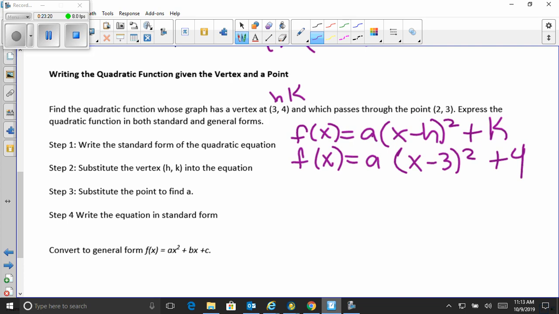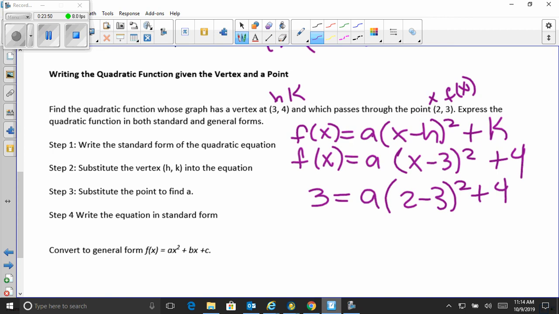Now, we need to find a so we can have the actual equation. We can't have an equation with an a in it. But we know an x and a y. This is an x. This is an f of x. We can use that information and plug it in. This goes back to your algebra when you're finding an equation given 2 points. That's what we were given, 2 points. So f of x is 3. 3 is equal to a times 2 minus 3 squared plus 4, and we can solve this for a. 3 is equal to a times negative 1 squared plus 4.